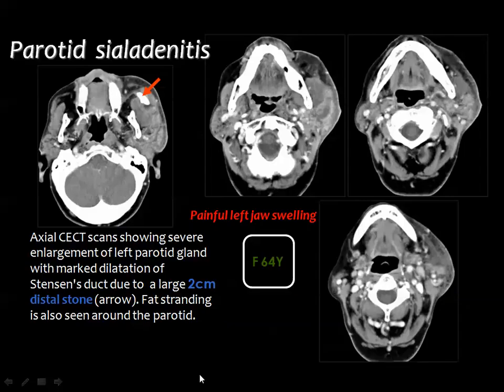also involved. And here a big calculus along the course of the main parotid duct, and consequently the parotid gland is enlarged and is heterogeneously enhanced with marginally enhancing internal loculi of pus and the frequent finding, which is the stranding or smudging or reticulation of the subcutaneous fat related to the involved gland.